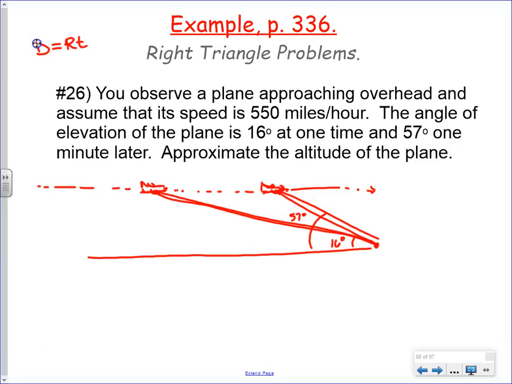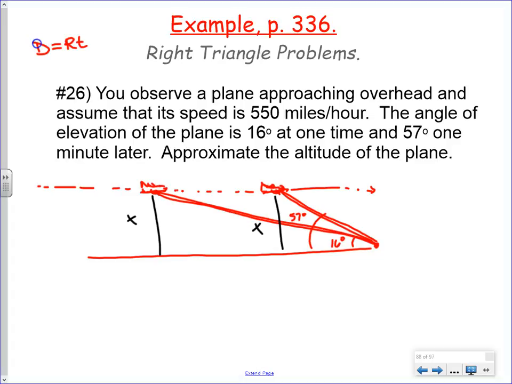Because the plane is moving, at one time he's in one place with one angle to you, and then another time he's closer, so he's at another angle to you. Okay. What are they asking? The altitude. What's that? How high? The opposite. We need to make ourselves some triangles, yeah?